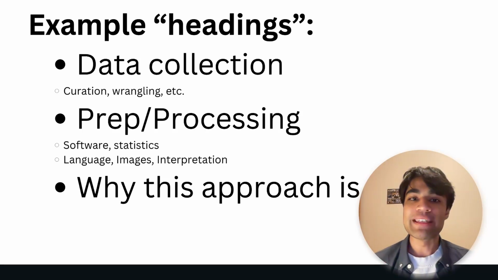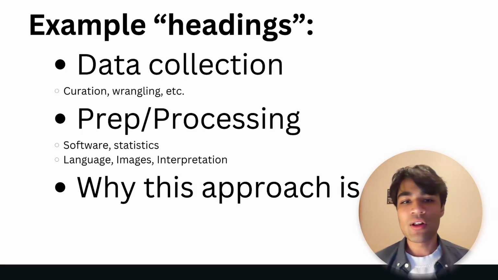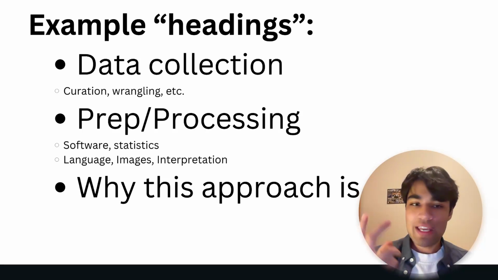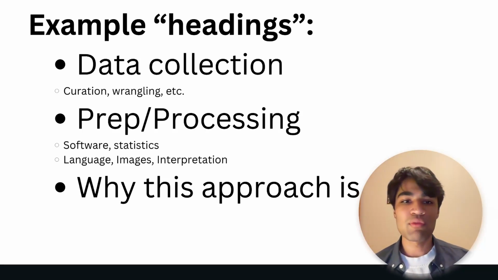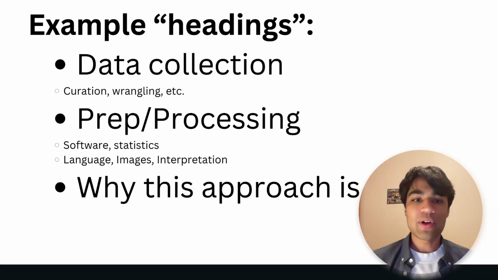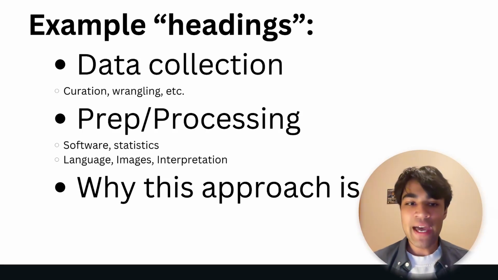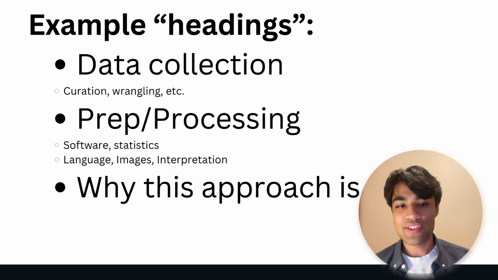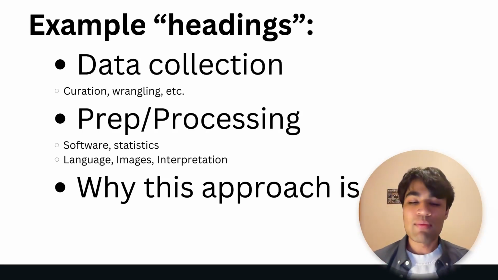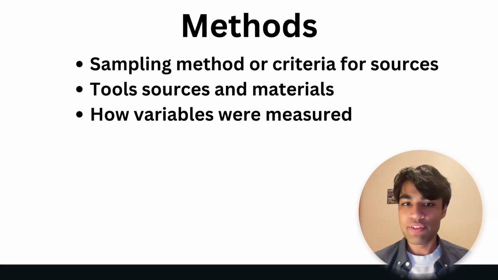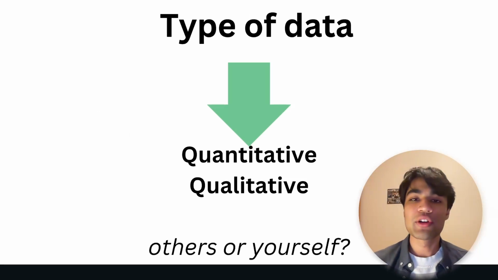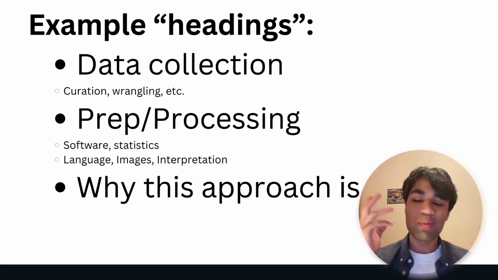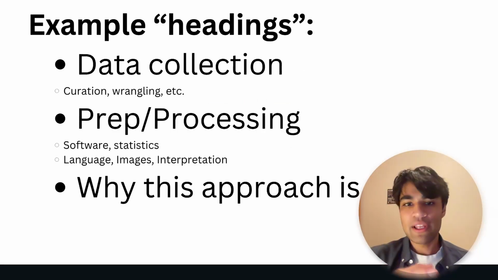Some example headings could be data collection, where you're collecting all your data, the curation process, wrangling it all together. Then prepping and processing. So let's say you want to take all that data and use it in some statistics software like R or Stata. That's where you would list information about that, as well as any software that you might need, programming languages, things like that, as well as languages, images, and interpretation, because oftentimes if you're dealing with qualitative data, you need a good way to describe it. And so that's where you can come up with those methods in your head beforehand to plan for the future.